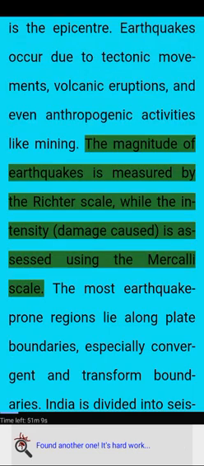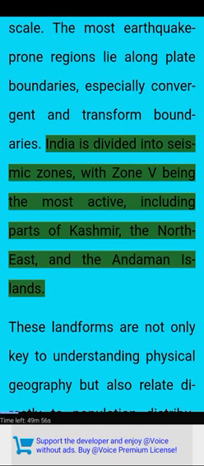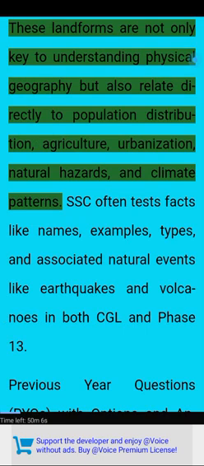The magnitude of earthquakes is measured by the Richter scale, while the intensity or damage caused is assessed using the Mercalli scale. The most earthquake-prone regions lie along plate boundaries, especially convergent and transform boundaries. India is divided into seismic zones, with Zone V being the most active, including parts of Kashmir, the northeast, and the Andaman Islands. These landforms are not only key to understanding physical geography but also relate directly to population distribution, agriculture, urbanization, natural hazards, and climate patterns.